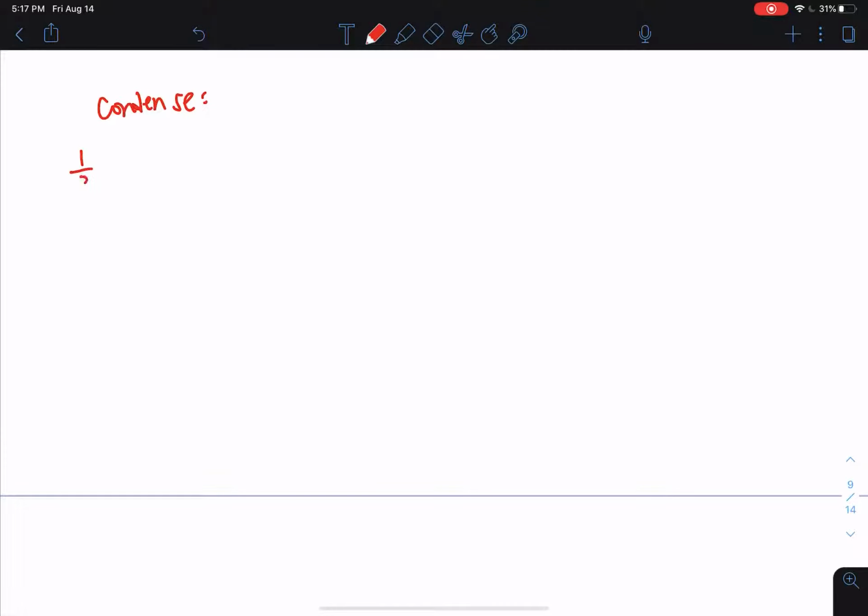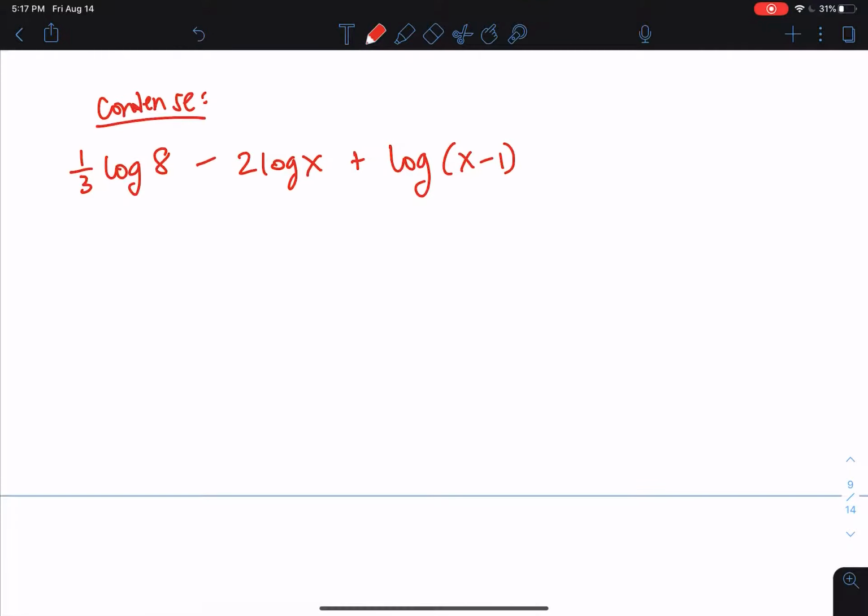So let's say I have 1/3 log 8 minus 2 log x plus log of x minus 1. And the question says to condense. Well, noticing that everything is separated by minus and plus signs, I know I can condense these into one big mama log. That's what I like to call it. Now my first step is to cross out the numbers in front. So that 1/3 becomes 8 to the 1/3. That 2 becomes the x squared. This last log has no number in front, so there's nothing to do.